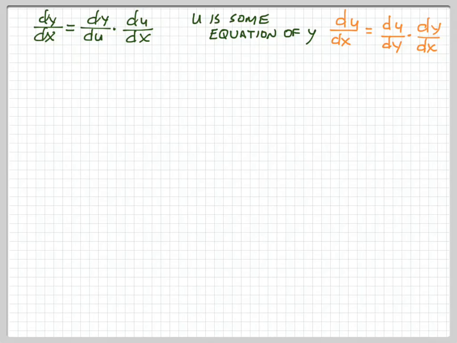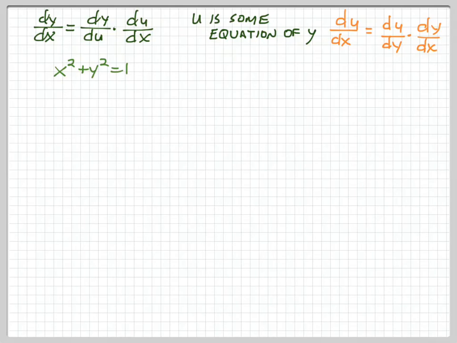Now, the reason we're doing this is because u is some equation of y, so that's going to be y squared, y cubed, 3y, something along those lines. So we can find the derivative of that, and then we're going to bring along for the ride dy dx. Alright, so let's look at an example.